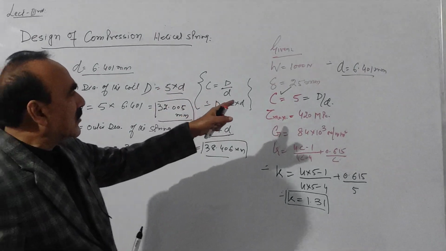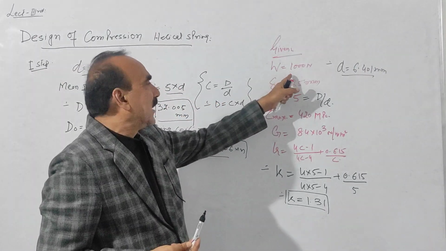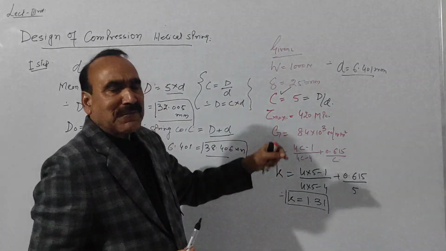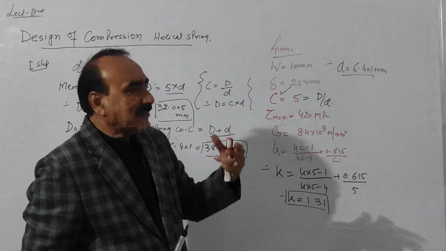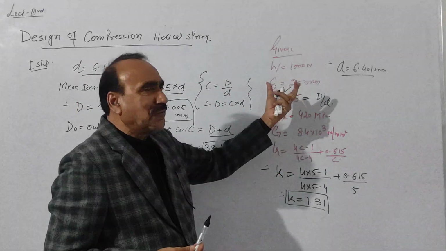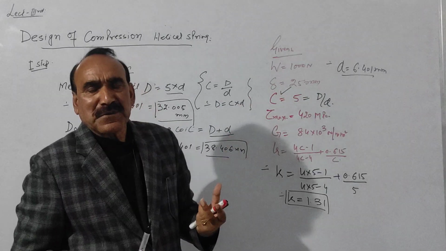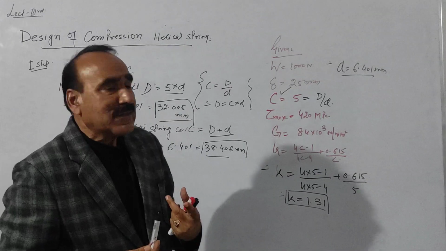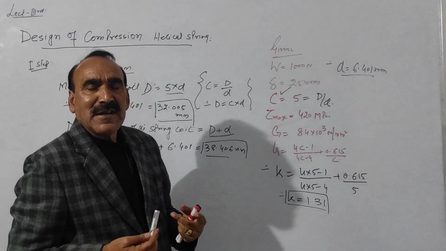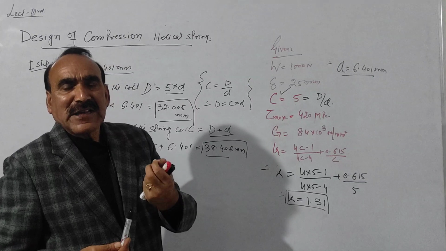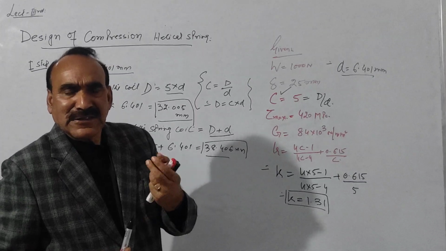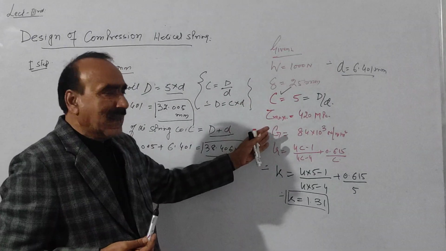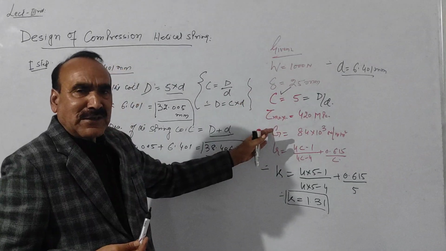Because the operative conditions here, load is given, that is the maximum load is given, 1000 newton, and the deflection of the spring is also given. At this load the deflection is 25 mm. So for this purpose we have to design the spring. Aur first jo hamara step hai spring ko design karne ka, wo tha ki hame ye dekhna ki wire ka diameter kitna hai. Jo spring wire hai uska diameter humne calculate kiya on these operative conditions what are given to us.